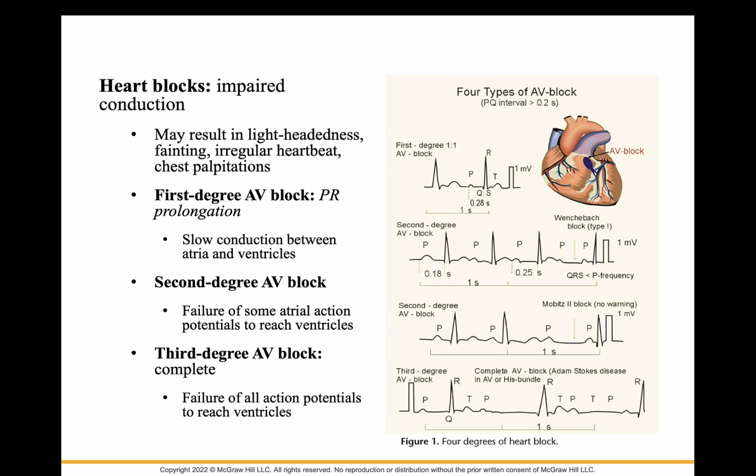The first degree AV block is strictly an elongation of the PR interval. What this means is there's a slower than normal conduction of the electrical activity between the atria and the ventricles.